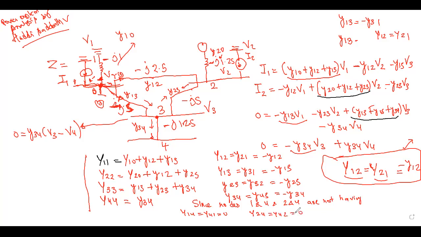Now, suppose I have n number of nodes. We have considered this for four nodes: 1, 2, 3, and 4. The same relationship can exist for n number of nodes, which can be written in a generalized form.